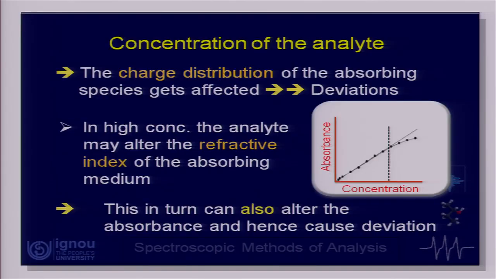Another possibility when the analyte concentration is high is that the species are interacting with each other. The second is that the refractive index of the medium itself changes, and that also can lead to changes in the absorbance, and as a consequence there is a deviation from the linearity expected from the Beer-Lambert law. That is as regards the concentration of the analyte.